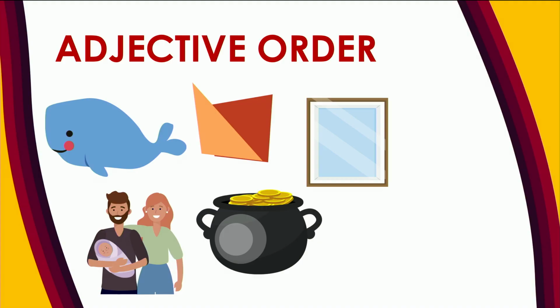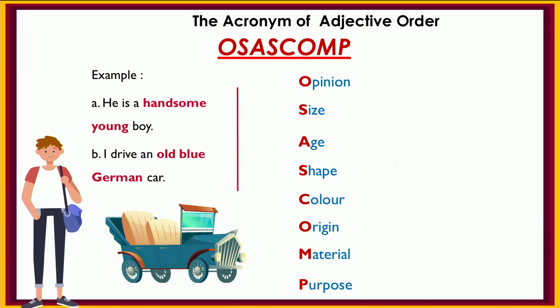Now, when we talk about adjectives, it's important to know the correct order in sentences. Now, let's talk about adjective order. When you use more than one adjective, you have to put them in the right order, according to type. Examples: he is a handsome young boy. I drive an old blue German car. The acronym of adjective order is OSASCOMP, and it means opinion, size, age, shape, color, origin, material, and purpose.